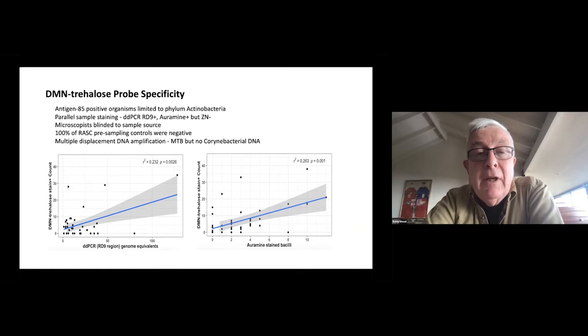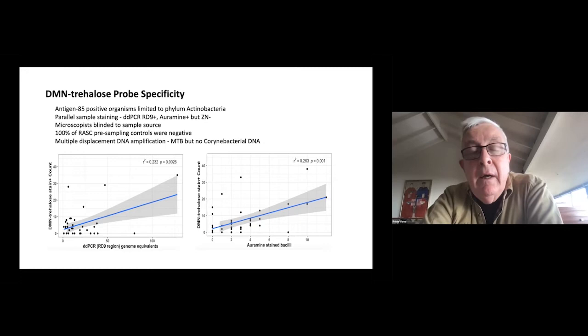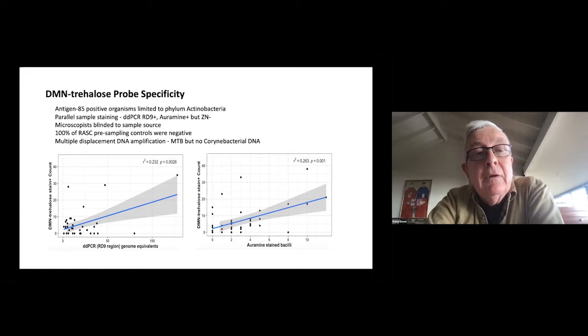Our microscopists are blinded to the sample source. We take a sample from the booths in exactly the same way as the patient sampling, and 100% of those samples have revealed negative tests. And more excitingly, and this is very recent data, this is work done by Anastasia Koch in our group. She's looking at how to deal with these very small biosample mass.